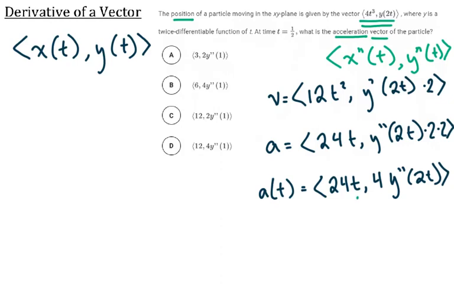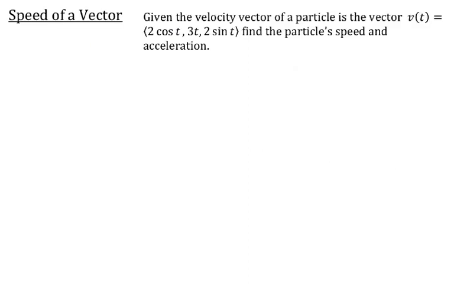Last thing we need to do here is that the t's in this case are equal to 1/2, which gives us our answer here of 12 for the horizontal component and 4y prime of 1 for the vertical. So speed of a vector is where this process gets a little bit trickier.